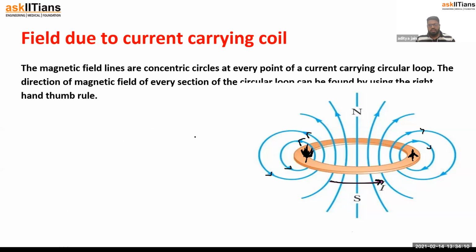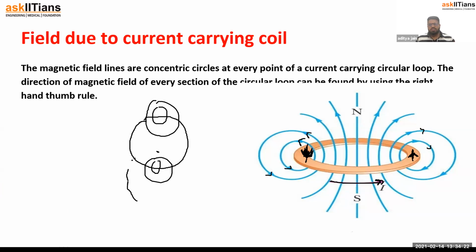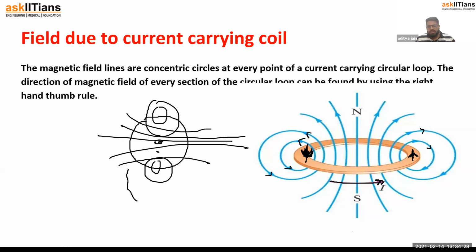So if you observe in the case of a coil, suppose this is a coil, the direction of current carrying conductor was like this. They are concentric circles. So as you move away from the coil towards the center, the radius of these concentric circles starts increasing. Yes or no? They are getting bigger circles. So if you observe at the center, the radius of these concentric circles is so big that they appear to us as a straight line.